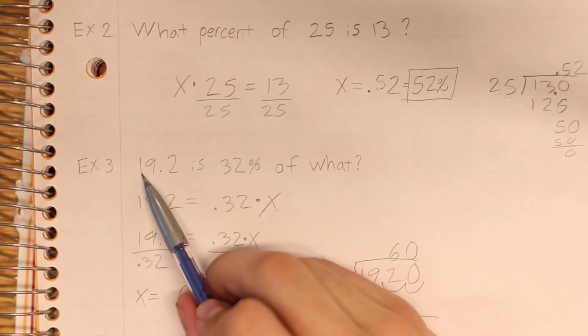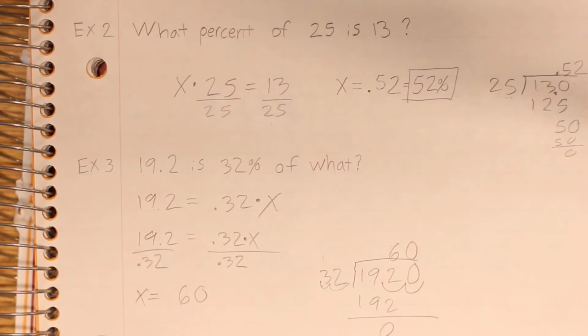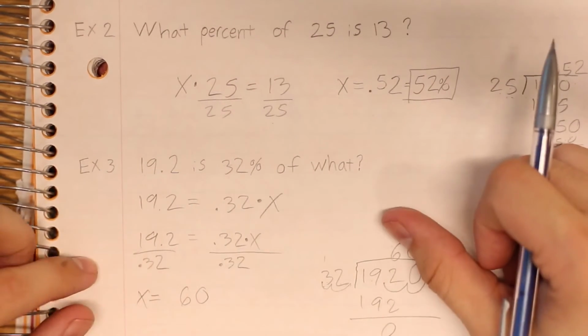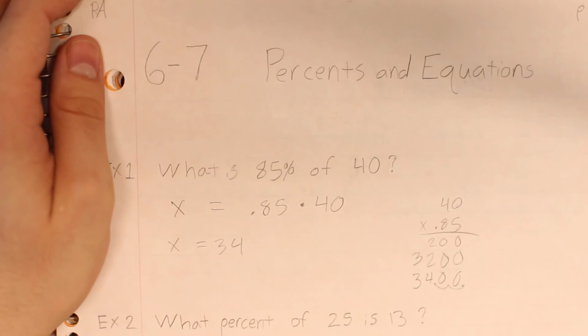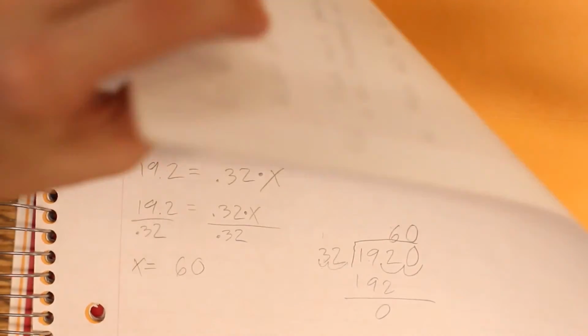So 19.2 is 32% of 60. So if you were to type this in a calculator, you could work it back and check it. Or if you want to just plug it in, you could always check it that way, too. All right, now that takes care of section 6-7. We are now going to look at the next section.